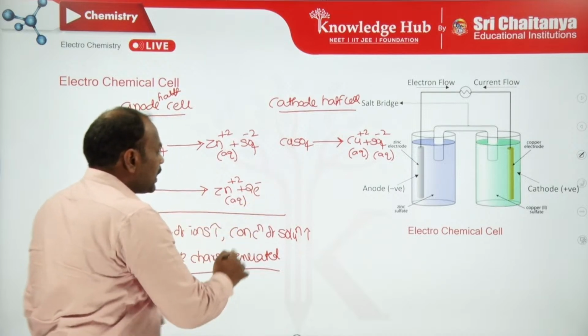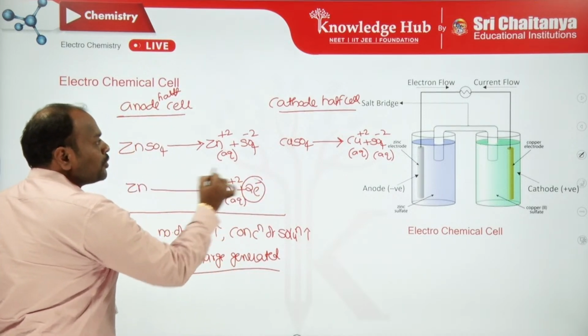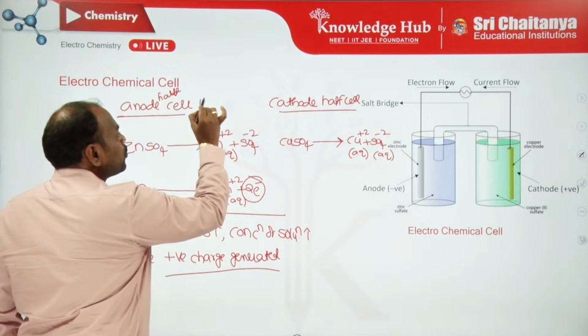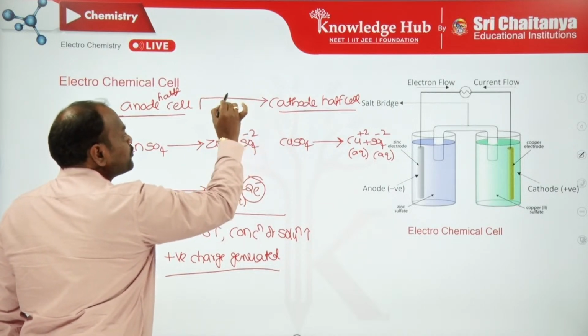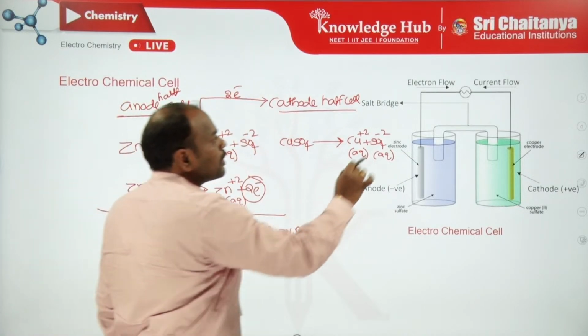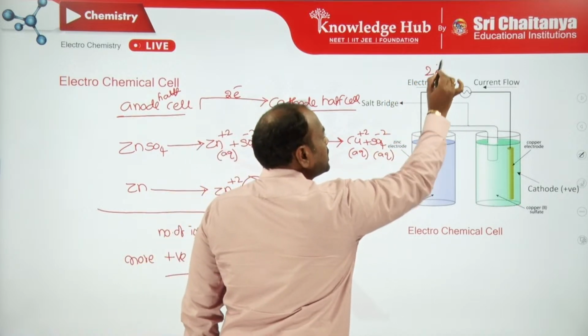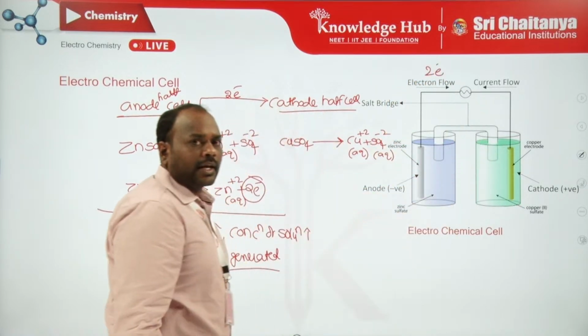See, go for this one. Here the two electrons are produced. The two electrons are going to the cathode half cell through the external circuit like this. Two electrons enter into the right side cell.